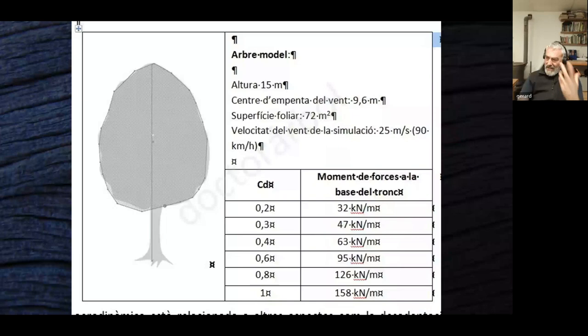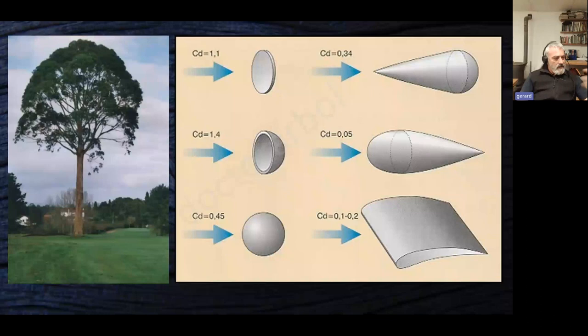These are different geometrical shapes that have different aerodynamic factors. You can see how it changes from 1 to 0.05, the most effective. And the tree really knows all this information and works to find the most aerodynamic way. These are two trees.